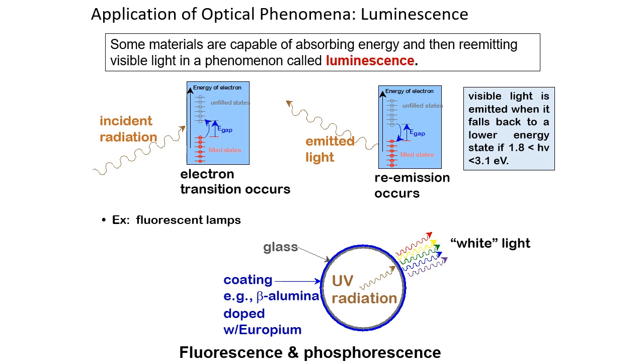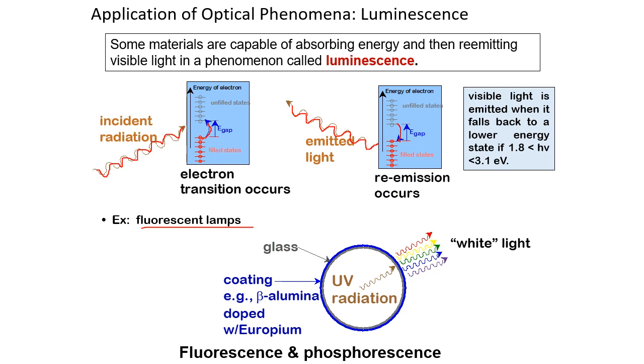Application of optical phenomena: luminescence. Some materials are capable of absorbing energy and then re-emitting visible light in a phenomenon called luminescence, such as in a fluorescent lamp. We have here incident radiation or electromagnetic radiation. We hit the material and it will excite the electron from the valence band into the conduction band. But the electron at a certain time will decay or fall back to its original level. When this occurs, it will emit secondary electromagnetic radiation, which is the emitted light.